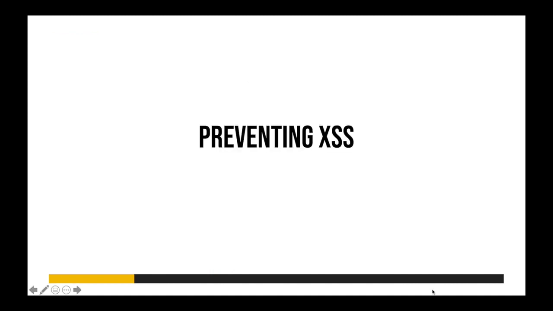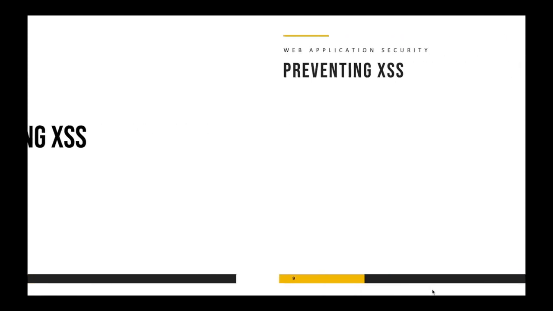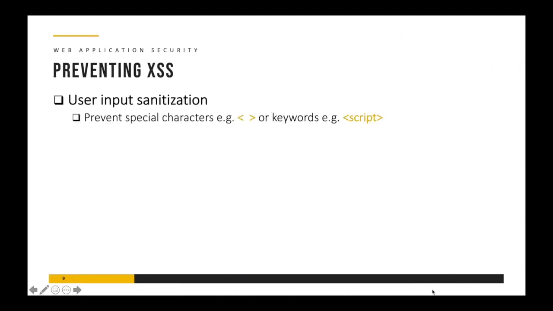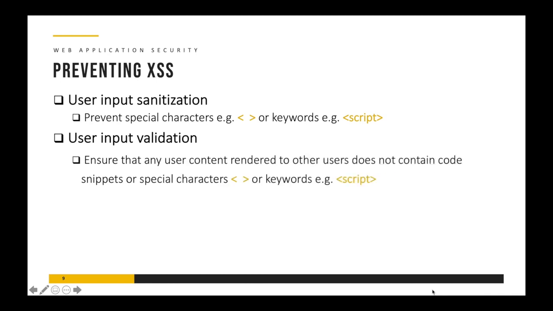Preventing the cross-site scripting attack uses a lot of similar approaches that we discussed for the SQL injections. So the first one is obviously user input sanitization. So we should have functions or methods which check for the presence of special characters, especially these angle brackets or keywords such as script. And our methods should ensure that these malicious strings are either removed or replaced with benign characters.